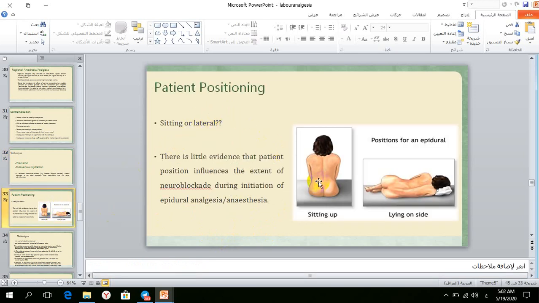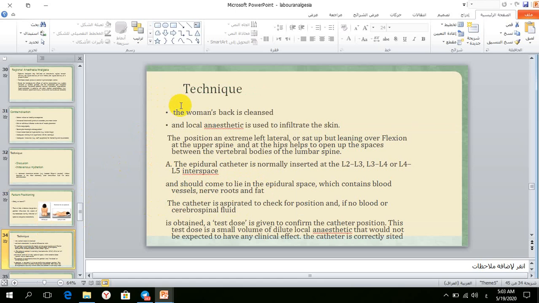Patient positioning، شوفوا هنا يا اما sitting up يا اما lying on side position for epidural analgesia. Sitting or lateral. There is little evidence that patient position influences the extent of a neural block during initiation of epidural analgesia or anesthesia. Technique: the woman's back is cleaned and local anesthetic is used to infiltrate the skin. The position: an extreme left lateral or sat up but leaning over. Flexion at the upper spine and at the hip helps to open up the spaces between the vertebral bodies of the lumbar spine.